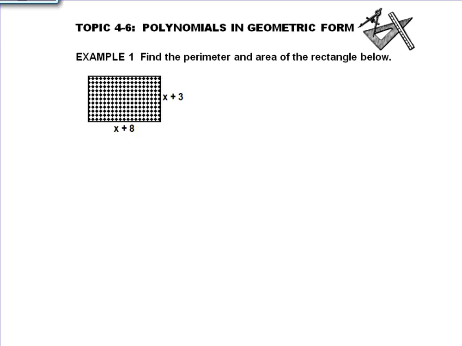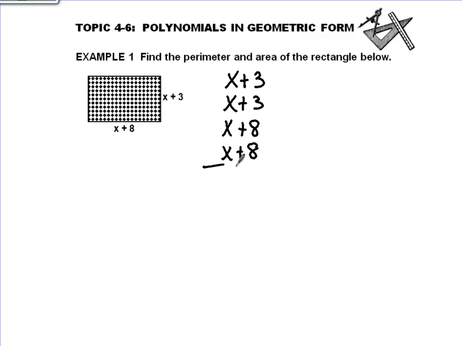This is topic 4-6. First we're going to find the perimeter of this rectangle. To do that I have to add up all four sides. So I've got x plus 3. Now I've got that twice, here and here. I'm going to add it here. And I've got x plus 8 twice.